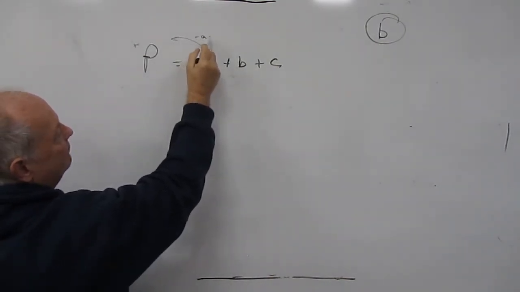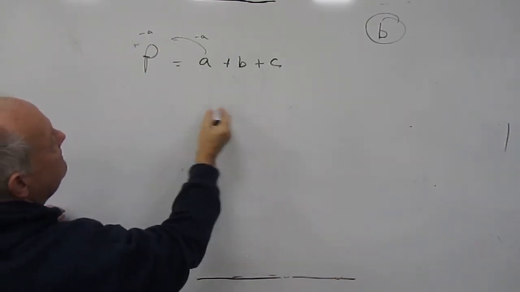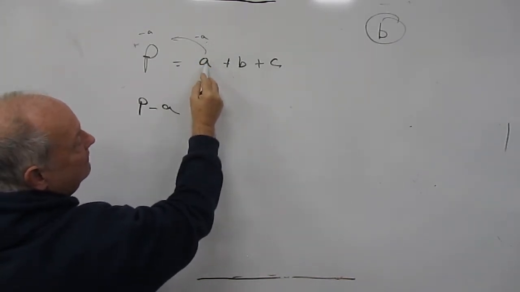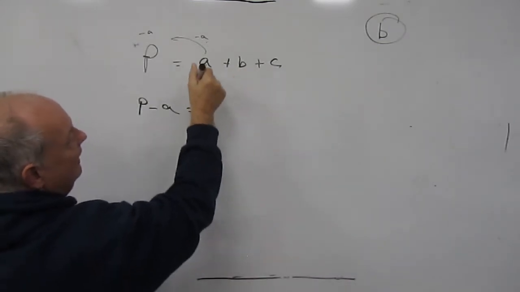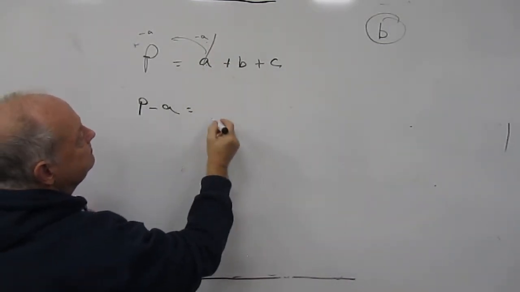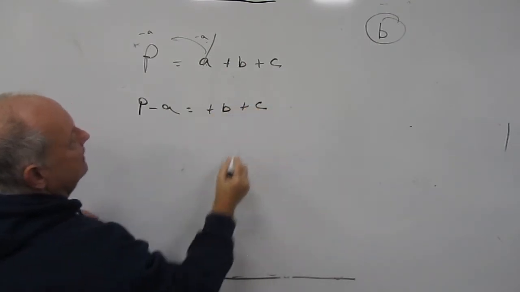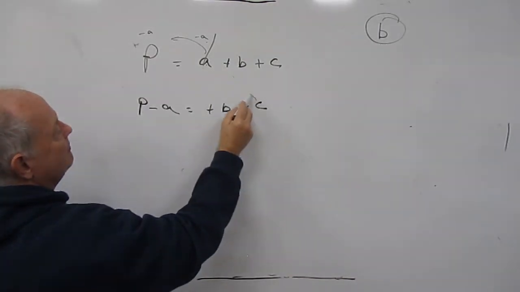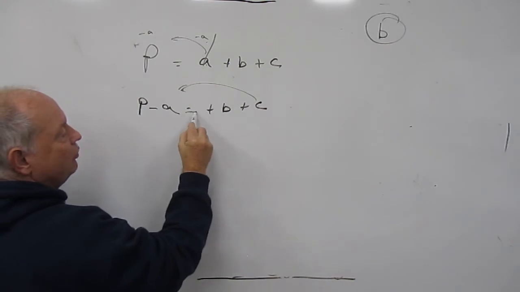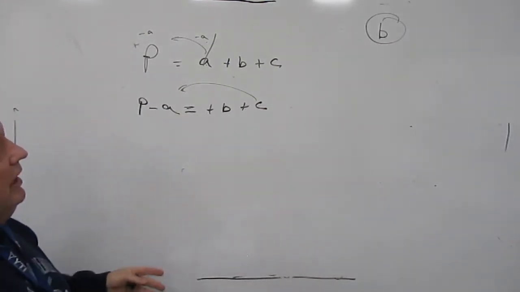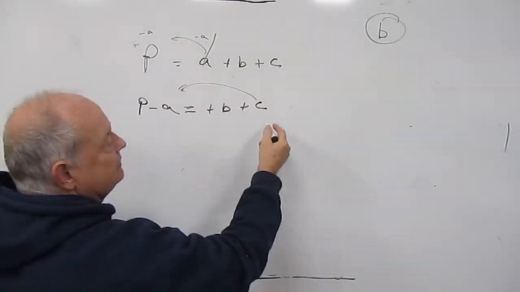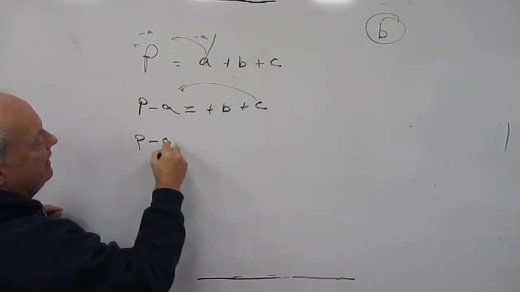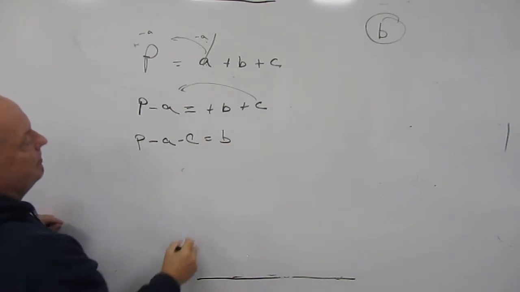So we subtract A from this side, we subtract A from this side, and that ends up with P minus A, negative A plus a positive A equals 0. So A is gone. Plus B plus C. Now we're solving for B, so we want to get rid of C. So we want C to come over to this side. So when we cross this bridge of an equal sign, we change the sign. So instead of being positive over here, it flips over to be negative. So we can say P minus A minus C equals B.